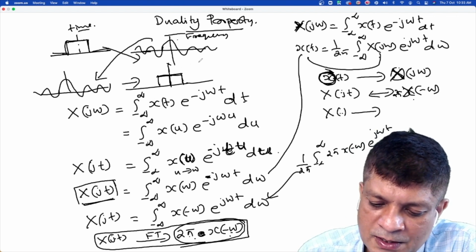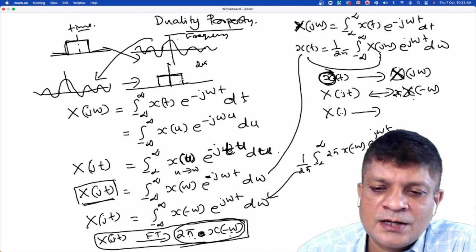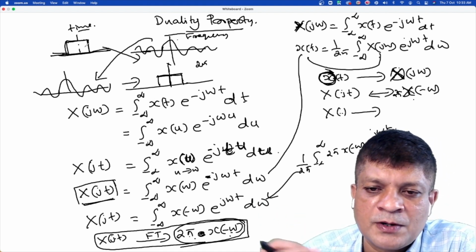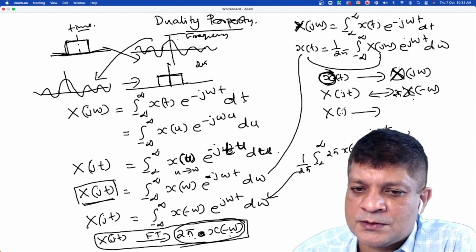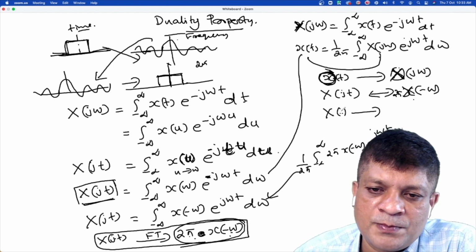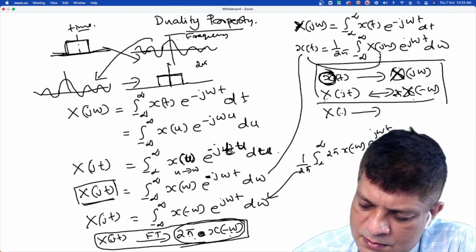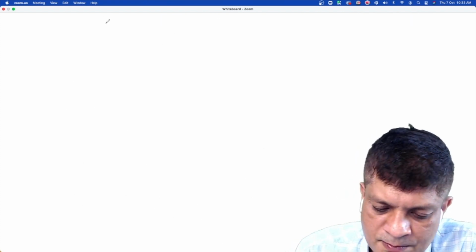Is it 2 pi times the flipped version of this? Here in this case, since this is an even function, we are not observing the effect of that flipping. I will show you some examples where there is a flipping operation. Okay, so let me prove this example. Let me write it here.